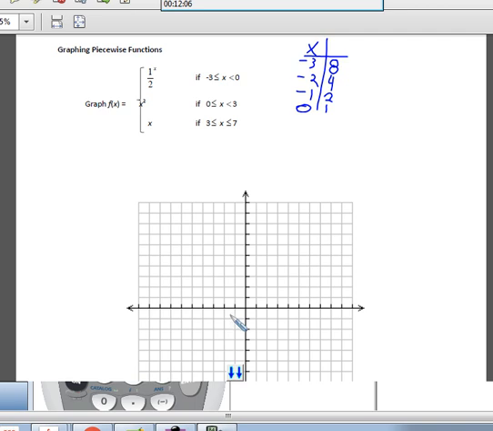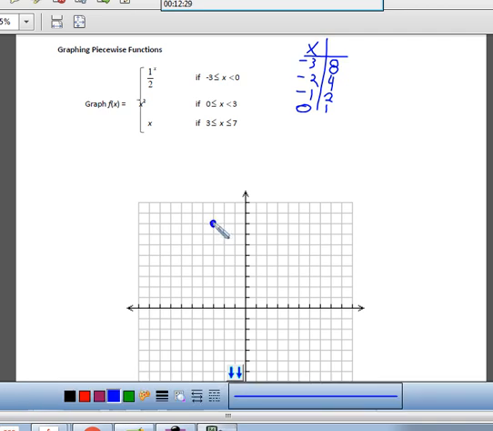So the first one, -3, 8, is shaded in because it's less than or equal to. Then I have -2, 4. Then I have -1, 2. And then I have 0, 1. Now 0, 1 is just greater than, so I've got to have an open circle. So then I connect it, and I'm done. Now sometimes your piecewise will be connected, sometimes it won't. So next one is going to be x to the second power.